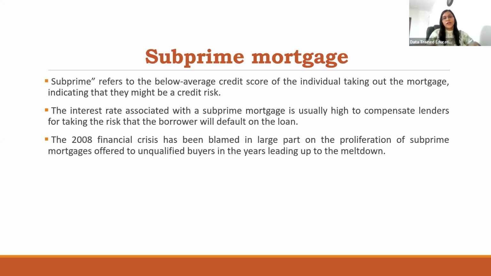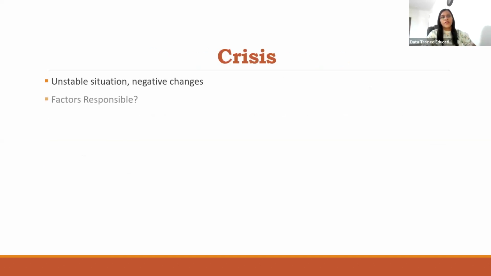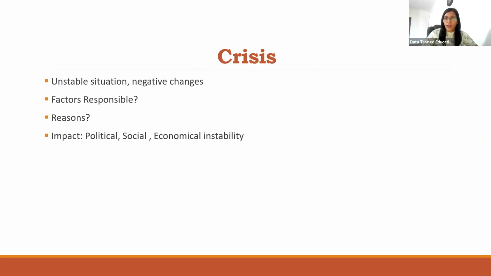Now we will understand the complete process of how it happens. We will understand it through the securitization process. First, we'll understand the securitization process, and with that we'll understand what happened in 2008 with Lehman Brothers. So what is a crisis? Any unstable situation or negative change is termed a crisis. In this, we will understand the factors and reasons responsible for this crisis, and how it impacted the political, social, and economic phenomena. It created instability in all these factors.